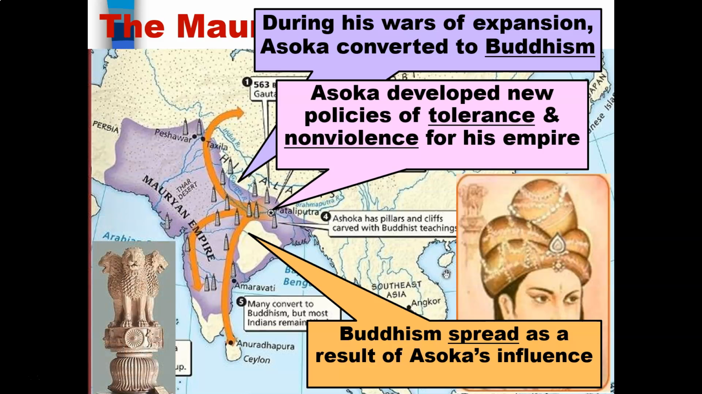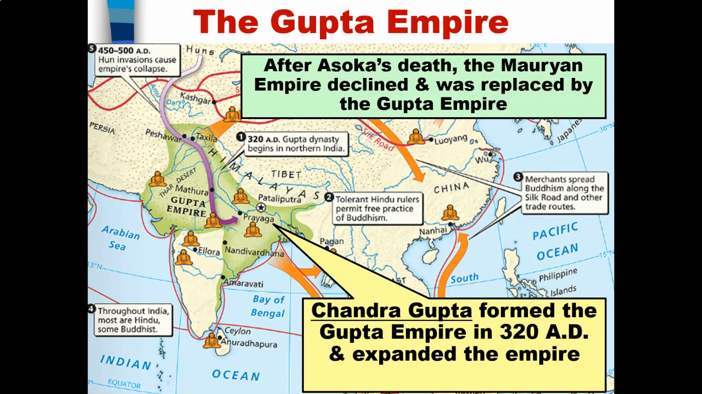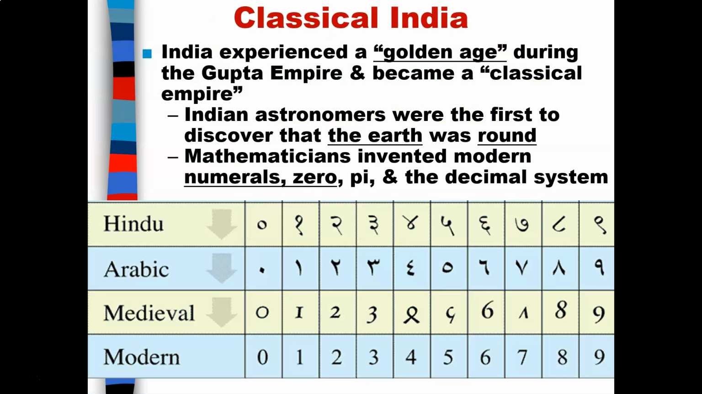And in this case, a policy of non-violence was very good as it stabilized the empire. Buddhism was able to spread as a result of Ashoka's influence. But after Ashoka's death, the Mauryan Empire declined and was replaced by the Gupta Empire. Chandragupta formed the Gupta Empire in the year 320 AD and expanded the empire.